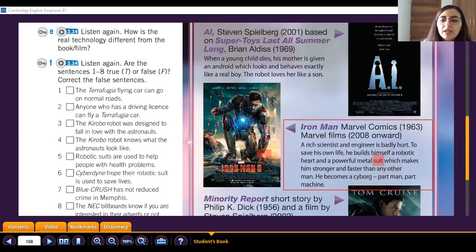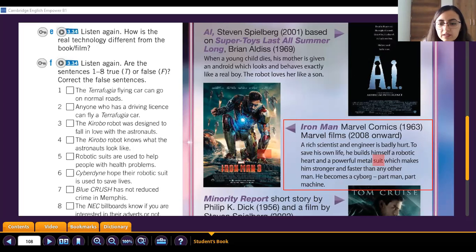So now we have cyborgs. Yes, in fact, when we lose a part of our body, maybe we get another part which is made of metal. So we're having these people who are part machine and part human, right?